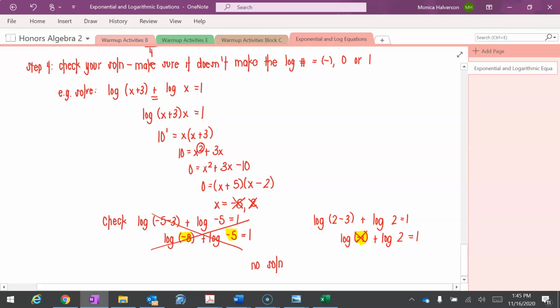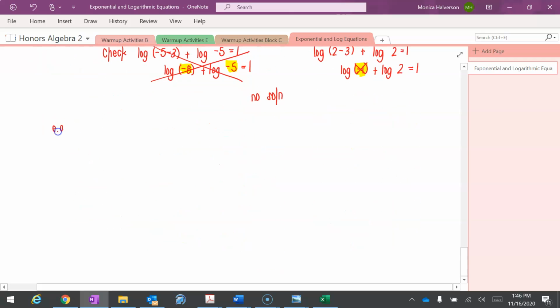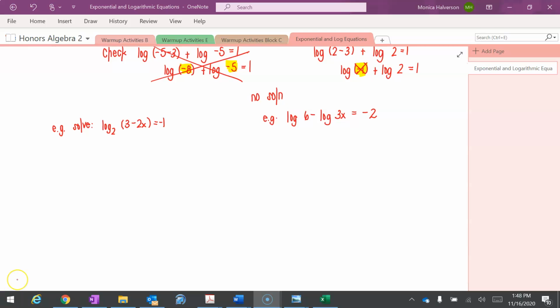All right, it is your turn to solve two on your own. The first one is solve log base 2 of 3 minus 2x equals negative 1. And the second one I would like you to do is log 6 minus log 3x equals negative 2. Go ahead and solve those now.